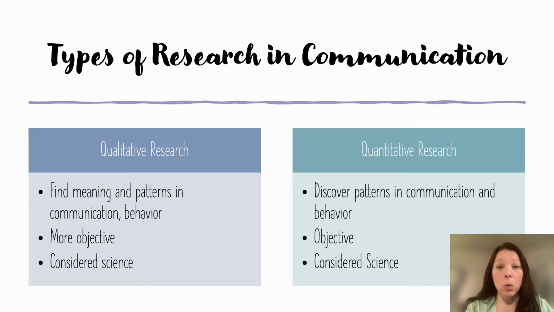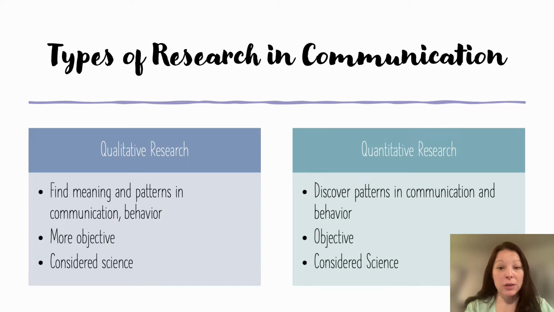The first is quantitative research. This is where we discover patterns in communication and behavior, and this is also where we have numbers in research. It is considered a science, and it is on the objective side of the spectrum. On the subjective side of the spectrum is qualitative research. This is where we're looking for meaning inside patterns in communication and behavior.